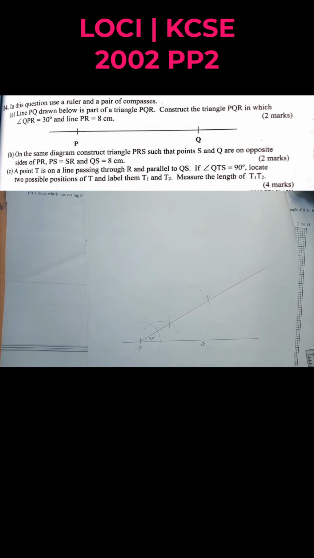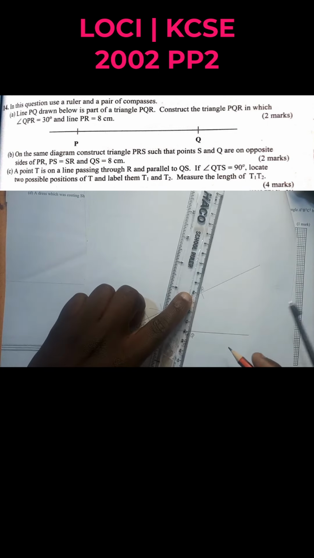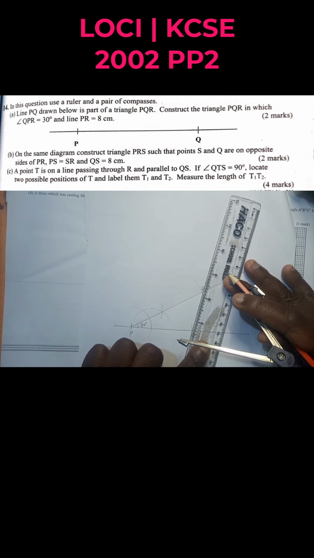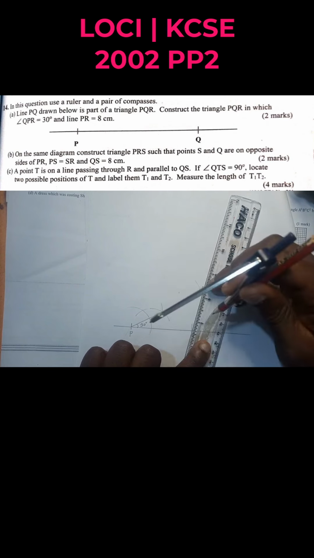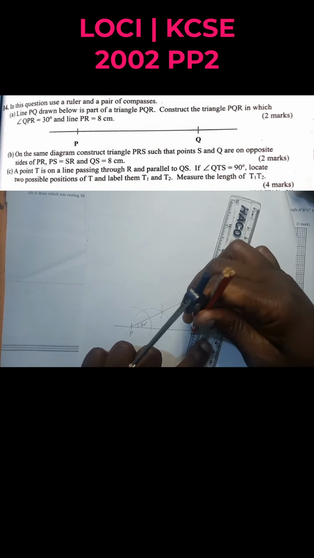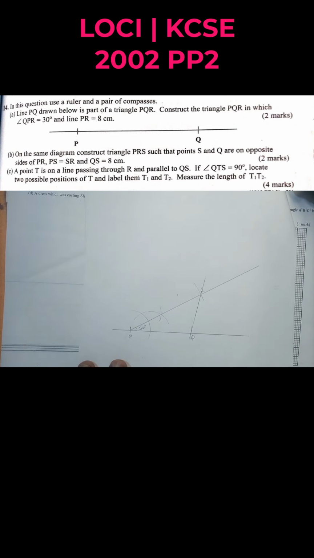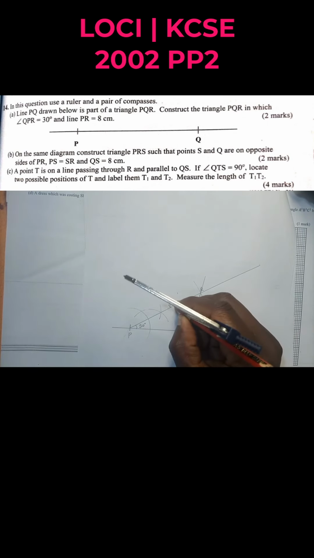And then from there, I think our triangle will be complete, since the only thing that we need to do is join R and Q. So join R and Q. Like that. And now you have the triangle. This is 8 centimeters. So you have the triangle PQR, whereby angle QPR is 30 degrees and line PR is equal to 8 centimeters. So that is the first part.